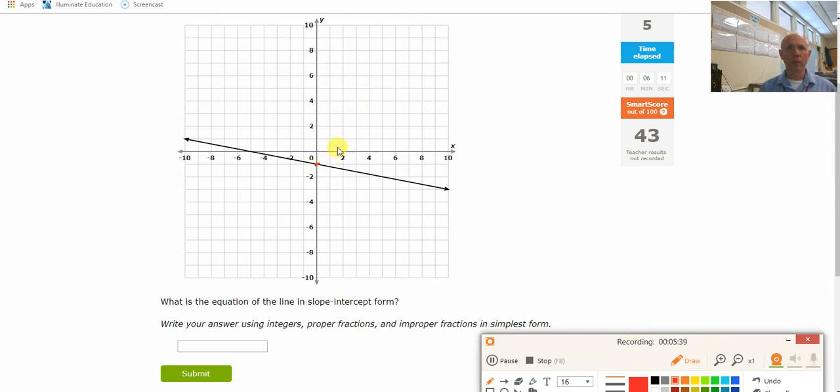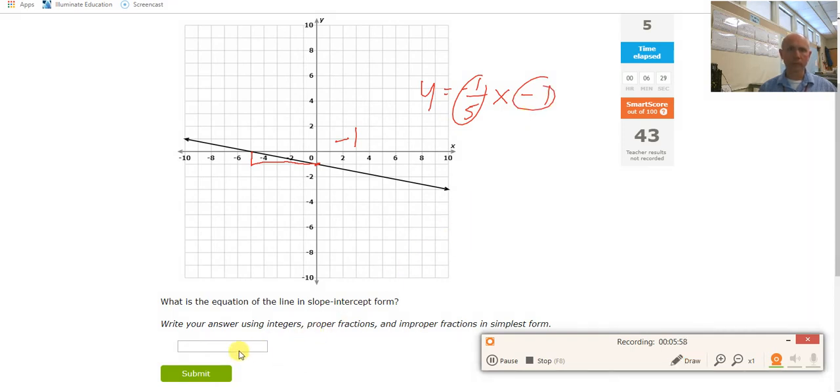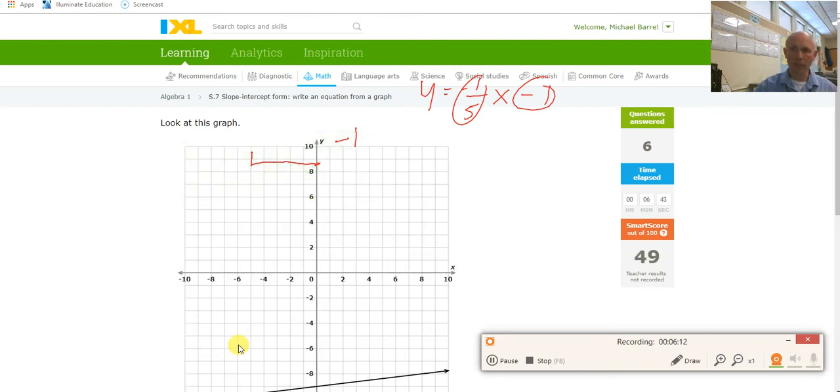Okay, so my intercept is right there at -1, and my slope, is that 1 over 5? 1, 2, 3, 4, 5, so it's 1 over 5. So y equals -1/5 x minus 1. There's the slope, and there's the intercept. Y equals -1/5 x minus 1. Rise over run. You got it.